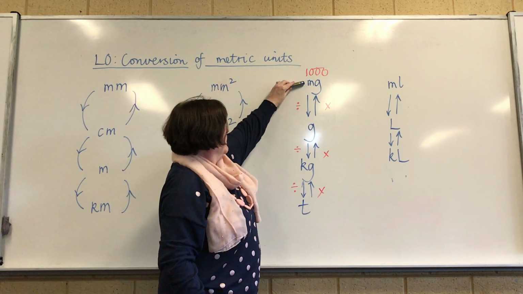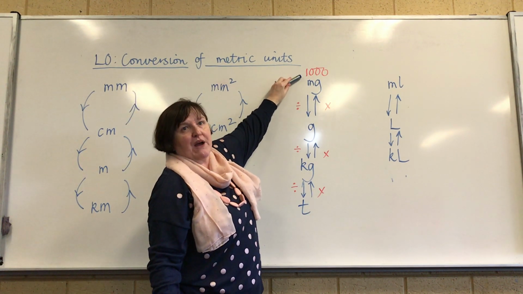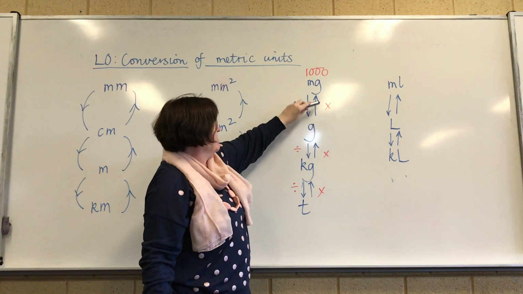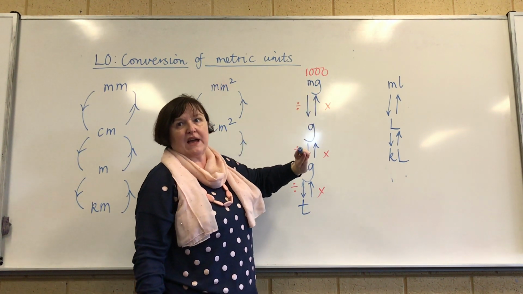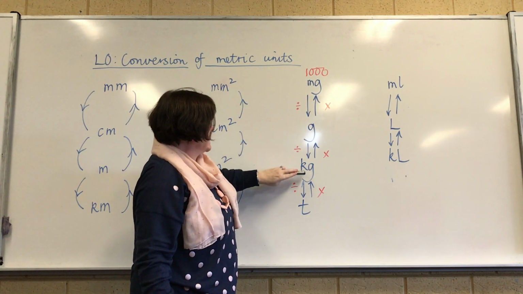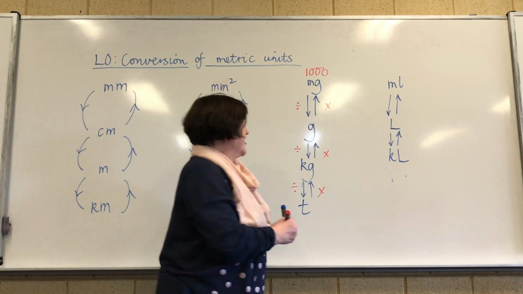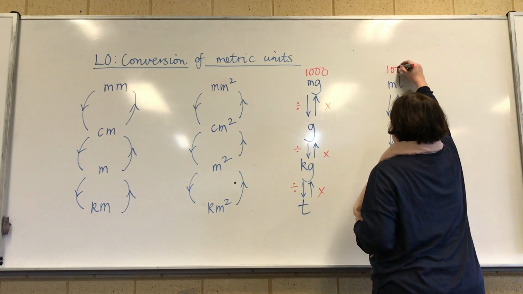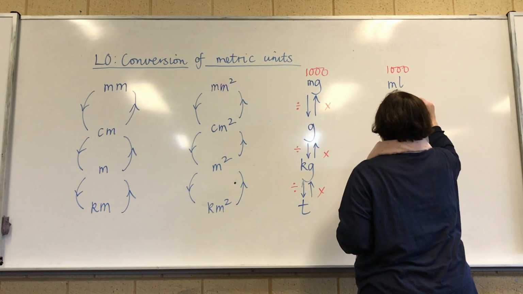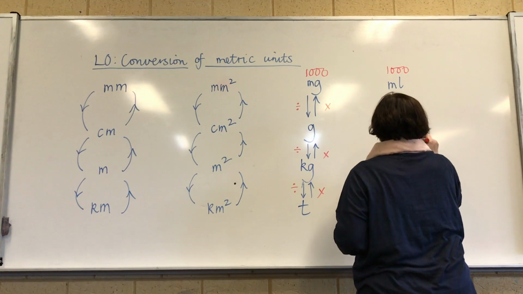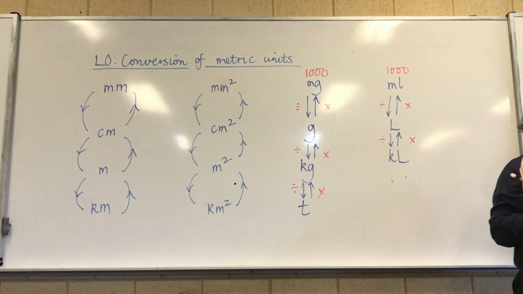So to get from milligrams to grams, we divide by 1,000. To get from grams to milligrams, we multiply by 1,000, okay? Grams to kilograms, divide by 1,000. Kilograms to grams, multiply by 1,000. This is the same, okay? We divide on this side, multiply on this side, okay?